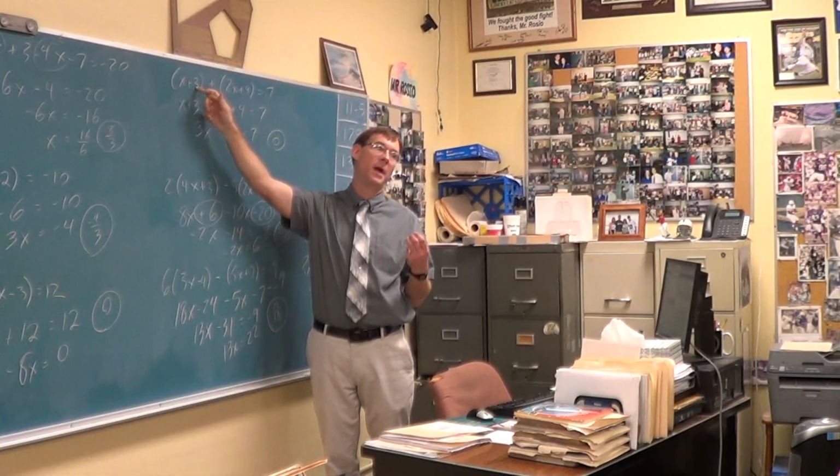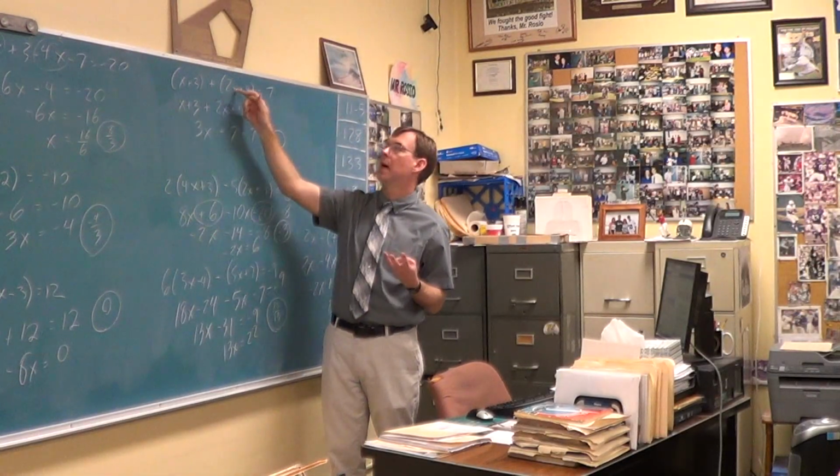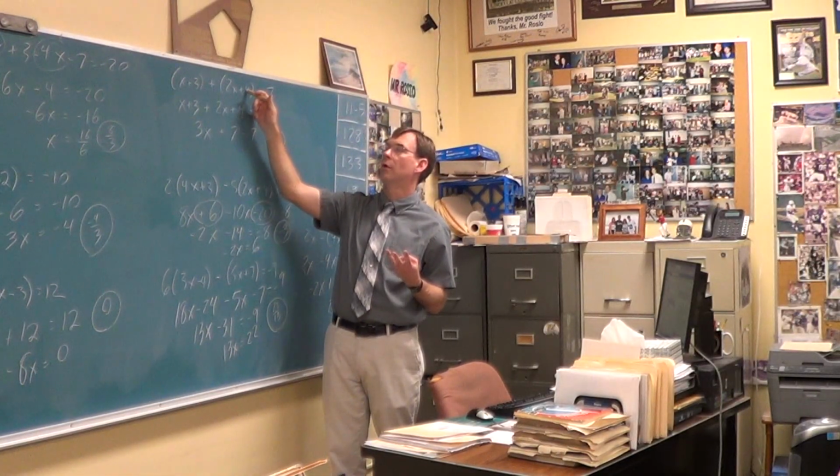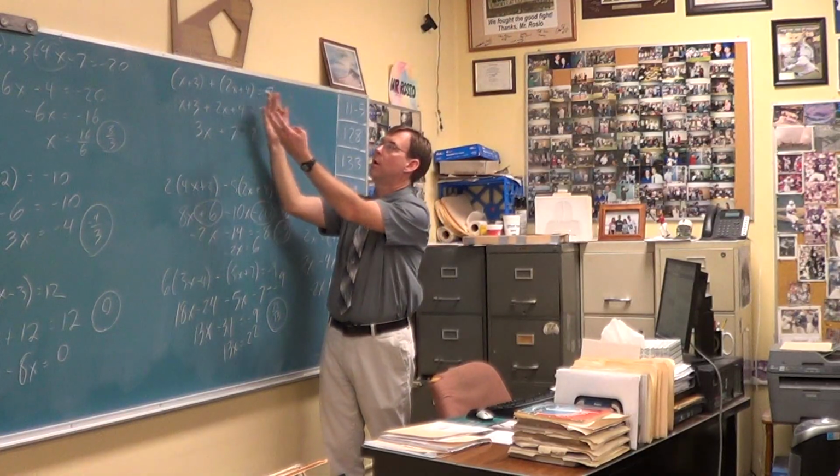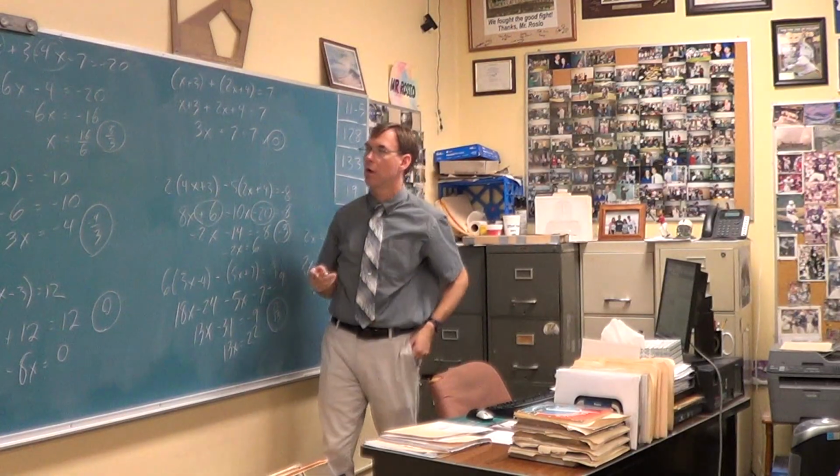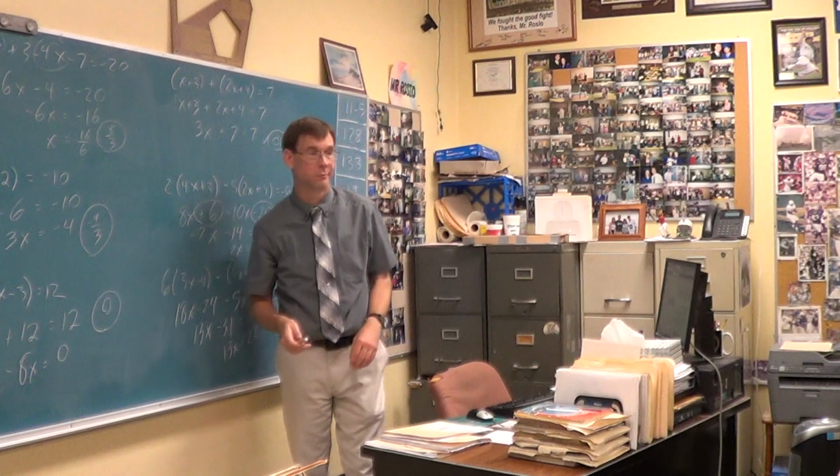0 plus 3 would make 3. 2 times 0 plus 4 is 4. 3 and 4, 7. We can check any or all of those. That's what it is.